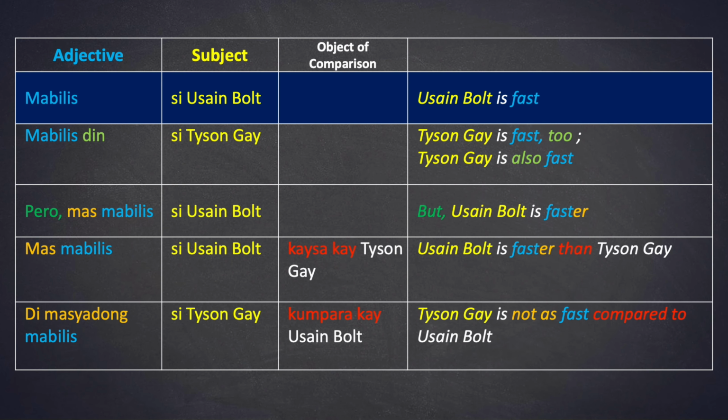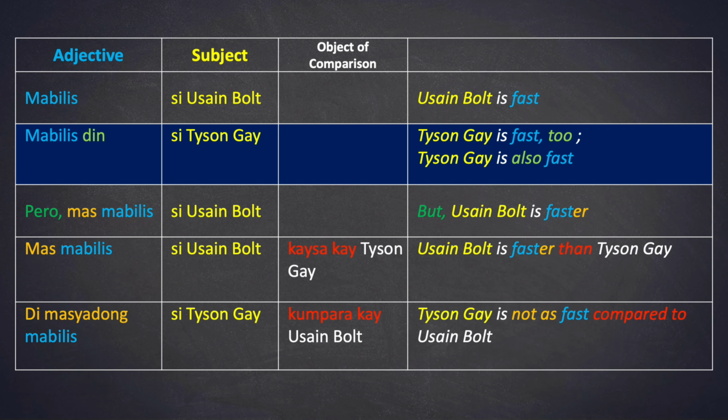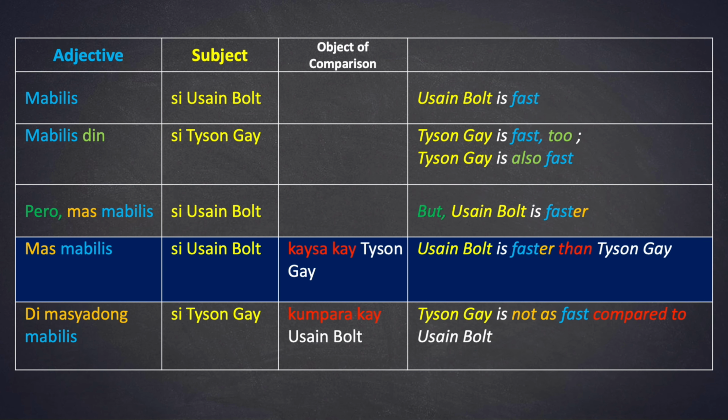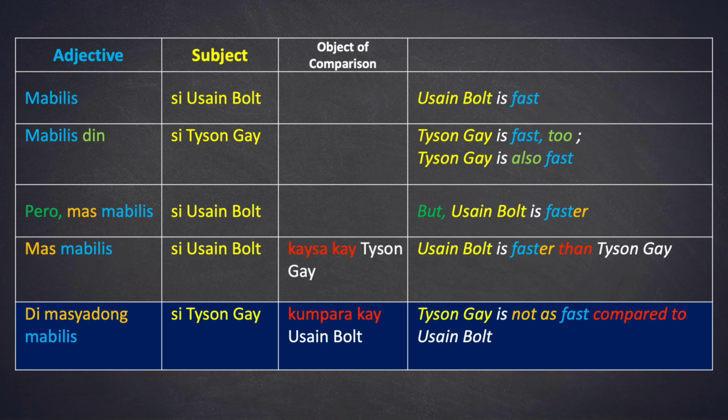Mabilis si Usain Bolt. Usain Bolt is fast. Mabilis din si Tyson Gay. Tyson Gay is fast too. Or Tyson Gay is also fast. Pero mas mabilis si Usain Bolt. But Usain Bolt is faster. Mas mabilis si Usain Bolt kaysa kay Tyson Gay. Usain Bolt is faster than Tyson Gay. Di masyadong mabilis si Tyson Gay kumpara kay Usain Bolt. Tyson Gay is not as fast compared to Usain Bolt.